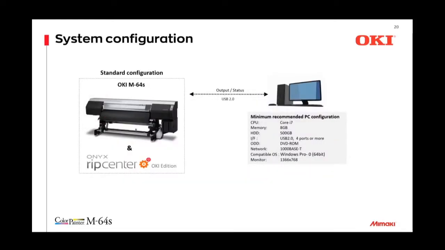All right, standard system config. You can see here where USB 2 connectivity is on both platforms, but we'll run through that a bit more. But what's standard now? The Onyx RIP Center, it is an OKI edition. Mamaki Australia, we're going to have that bundled and standard out of the box with the printer.